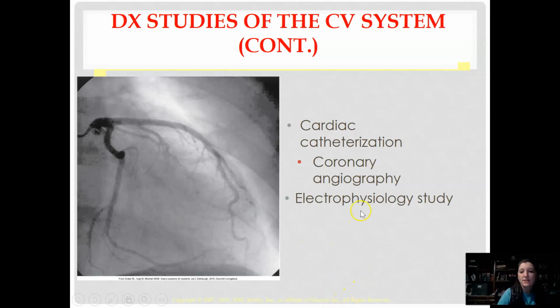An electrophysiology study can also be done in the cardiac catheterization lab, or they may have a separate lab that they do this, but this is looking at the electrical system. And so if there's a conduction issue, sometimes they can fix that in the catheterization lab in the same way that they can fix artery issues. So the artery issues are usually considered kind of the plumbing of the heart, and then the electrical system would be the conduction system, the EKG.